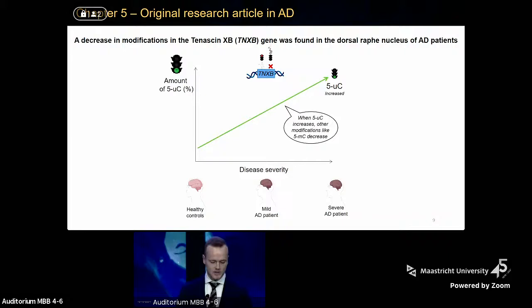So what this graph basically shows you is that for a gene or an instruction that we call TNXB, the green traffic lights increased with increasing disease severity. And these findings were then confirmed by using this aforementioned second technique, basically demonstrating for the first time that epigenetic dysregulation inside of this gene, inside of this dorsal raphe nucleus, plays an important role in Alzheimer's disease. So dysregulation in this gene might even underlie or play an important role in cellular dysfunction that is observed inside of this brain region very early in the disease process.